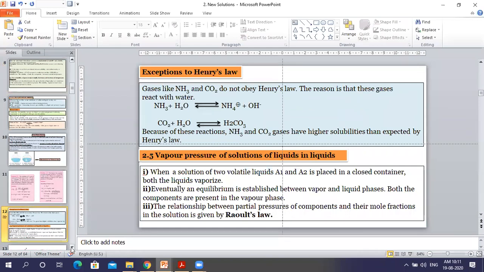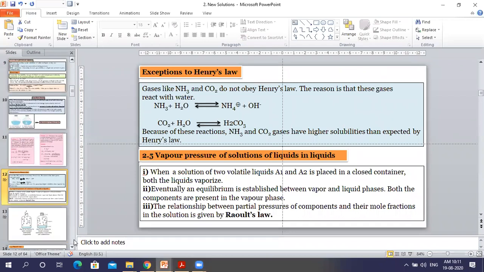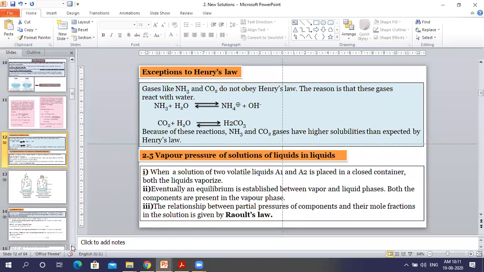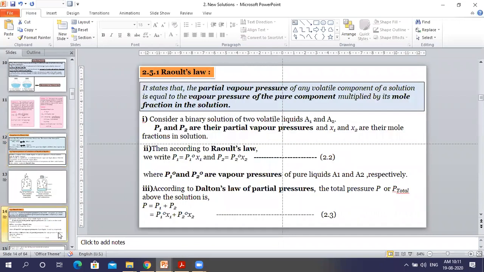So yesterday we completed this Raoult's law. I will revise the Raoult's law because 2-3 students called me, sir, we didn't understand this Raoult's law. So I will explain again this Raoult's law and I will continue the next part.